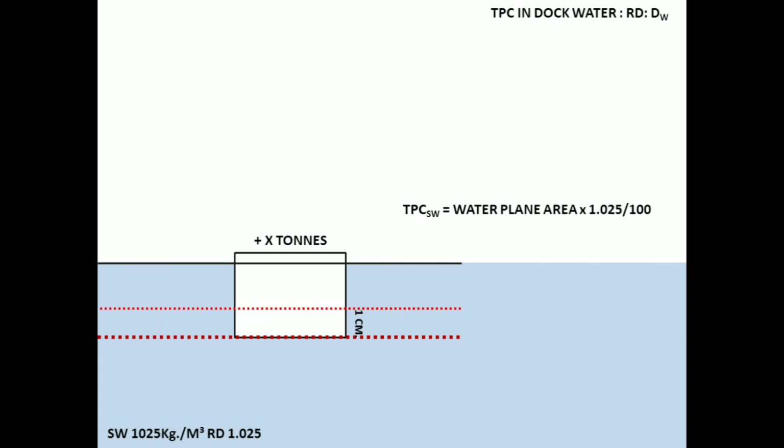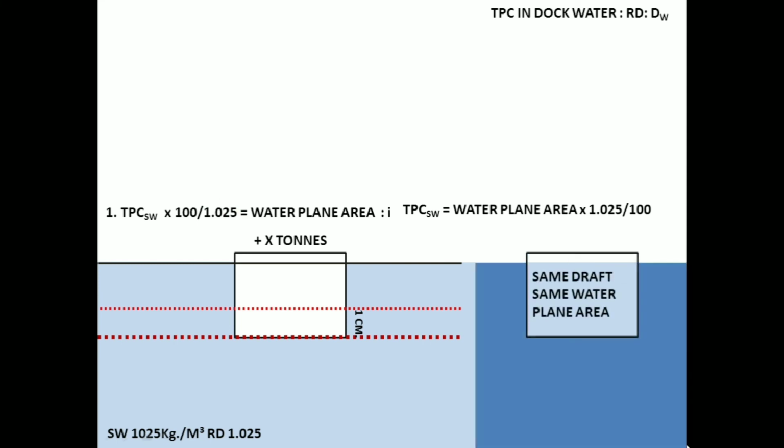Now let's say that the ship is sailing on dock water of relative density RD dock water here. If I just cross multiply here, I get water plane area is equal to TPC of salt water multiplied by 100 divided by the relative density of salt water. Now, if a ship is sailing at the same draft in some other density, that's your dock water density, it's got the same draft, so your water plane area will be the same. The TPC of dock water multiplied by the density of dock water is going to be the water plane area in this case.